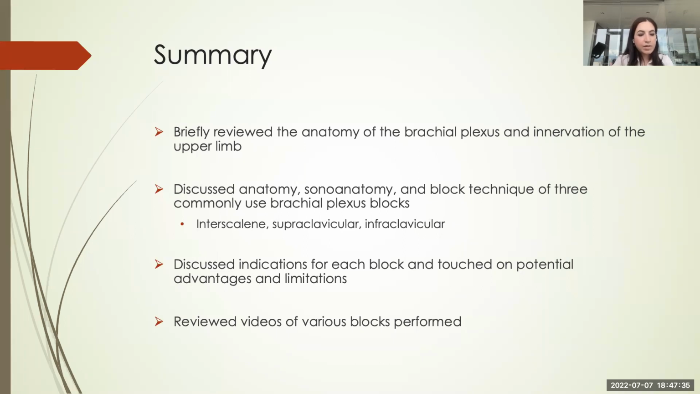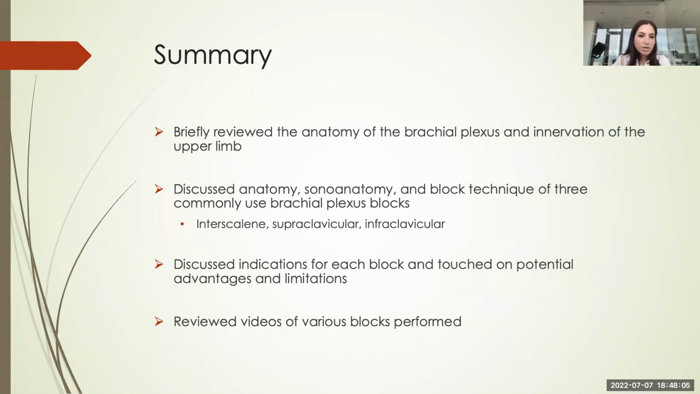So that was a fast-paced review of some of the brachial plexus blocks. I didn't go through any isolated peripheral nerve blocks, one because of time, and also because generally for surgical indications, surgeons will often use tourniquets, and so they will require a full block of the arm. But obviously those are options as well.